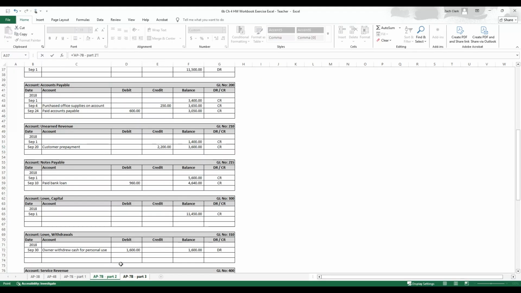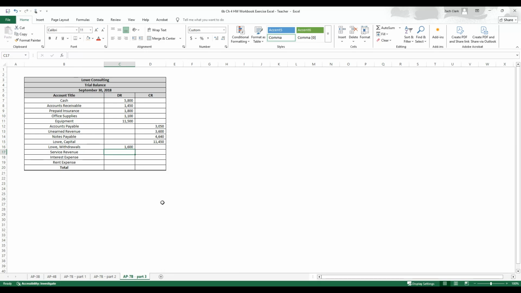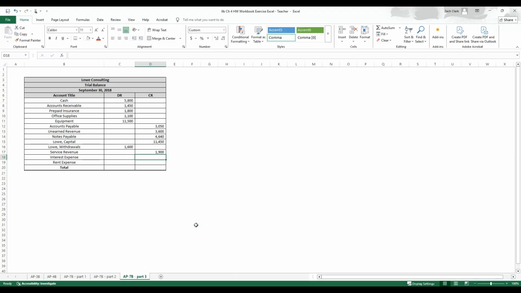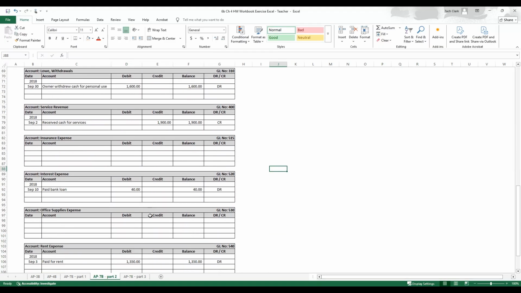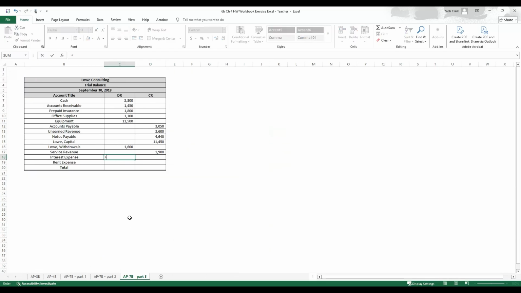Now remember, our withdrawals has a debit balance. It's a reduction to capital, so you can maybe logic out why that would be different. Service revenue, that's $1,900. And then the expenses, interest and rent, 40 and 1350.